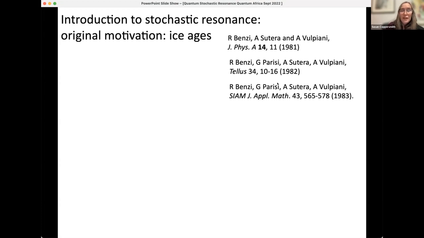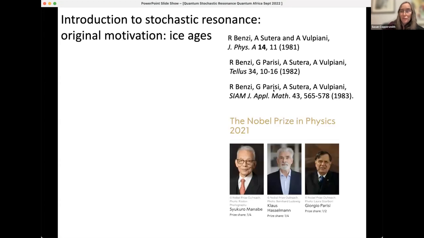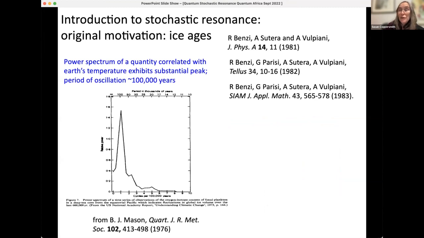I did want to point out that Parisi, who is one of the authors of these papers, won the Nobel Prize last year. Parisi did a lot of things besides stochastic resonance, and he absolutely deserves this Nobel Prize. But stochastic resonance was listed as one of his major accomplishments, not his biggest, but a major one. Okay, so let me tell you how the original presentation went.